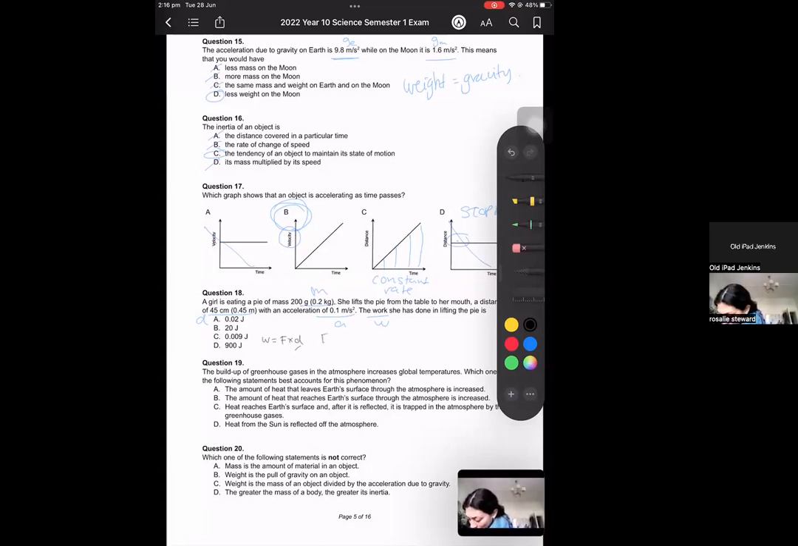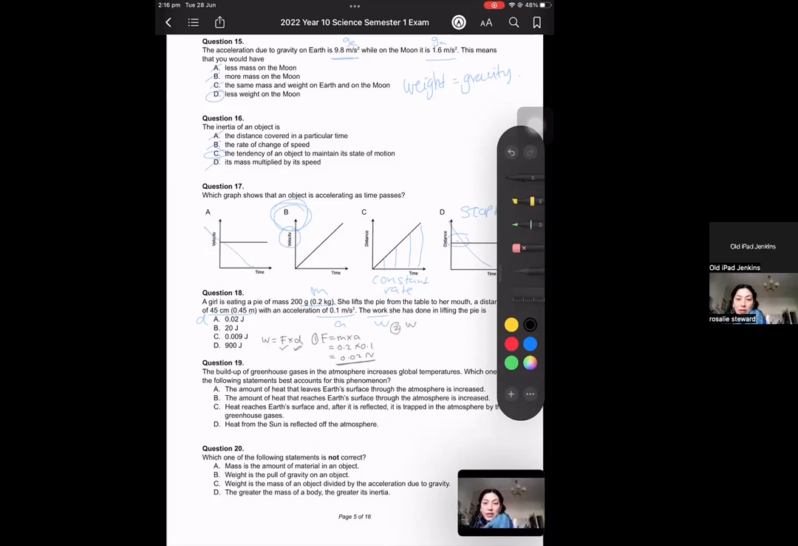So we know that from another formula, force equals mass times acceleration. So force equals 0.2 kilograms times acceleration, which is 0.1 meters per second squared, meaning that it's going to be 0.02 newtons. Great. So now we can go back to the work formula because now we've got our force, now we've got distance. So let's do the working out over here.